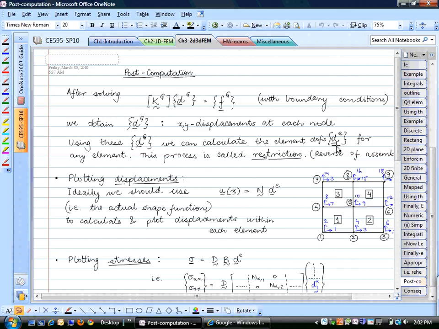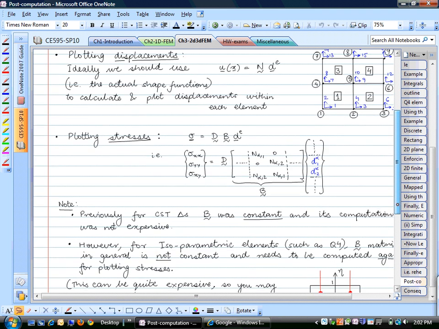So there's not a whole lot of new concepts in this, but you can just take a note that this type of procedure is called restriction. So what we are saying is we take our global displacement vector, we pull out those certain degrees of freedom, that is called restriction. This is sort of the reverse of assembly. In assembly, what we do is we take our element stiffness matrix and we assemble it into a global stiffness matrix.